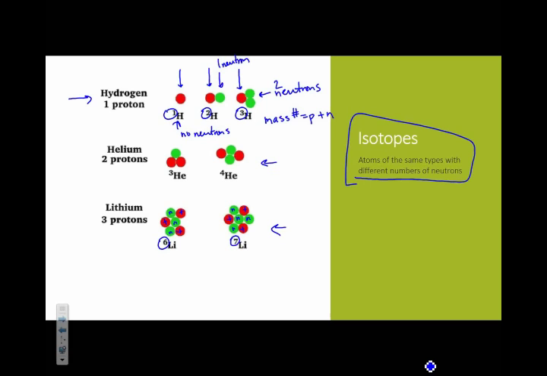Isotopes will have the same chemical properties, and generally they'll have the same physical properties unless the physical property is dependent on mass. For instance, density. The density of a particular isotope is going to be different than another because the mass that it has for a particular volume will be different, because the mass of the nucleus is different.